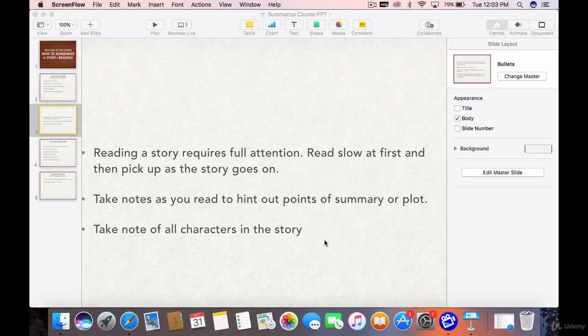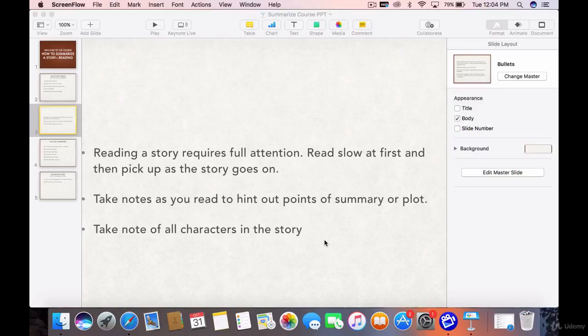Okay? On your second or third time, you take notes as you read to pick out points of summary or plot. So this is the time where you start with a piece of paper or papers next to you and a pen or pencil or your computer. You sit down and you go through the story, and as you go through the story, you take notes on it.